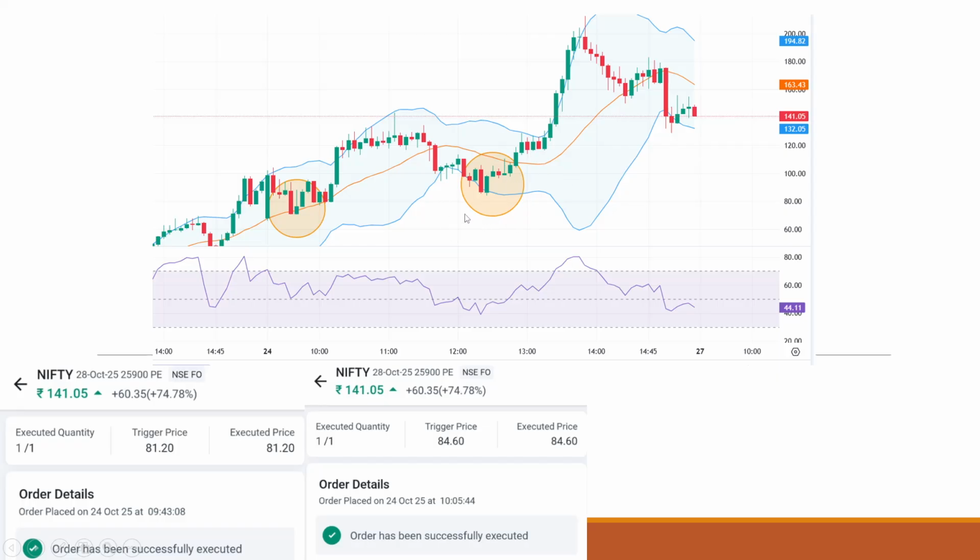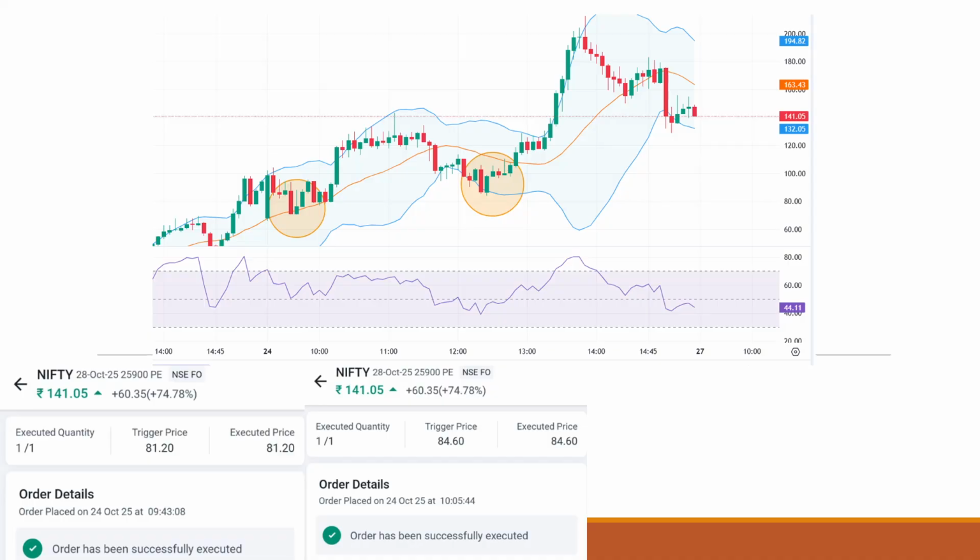And an even better trade was coming over here at around 12:30. That could have been a huge ride. Even if we had carried that trade till the end, we could have got around 135 points. That means around 10,000 rupees for a single lot. So if we consider 10 lot trading, you can get a profit of around 1 lakh.